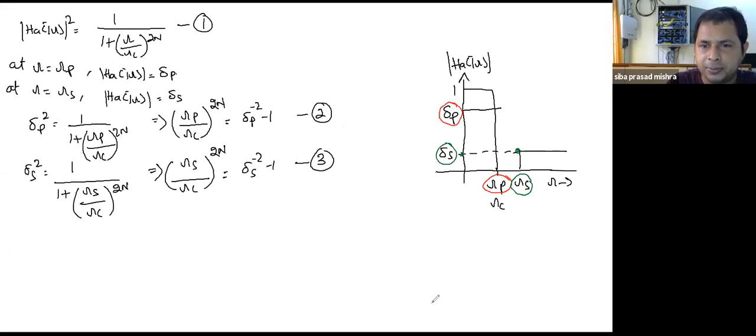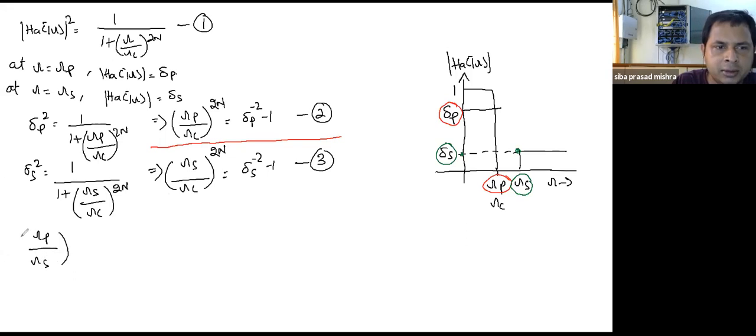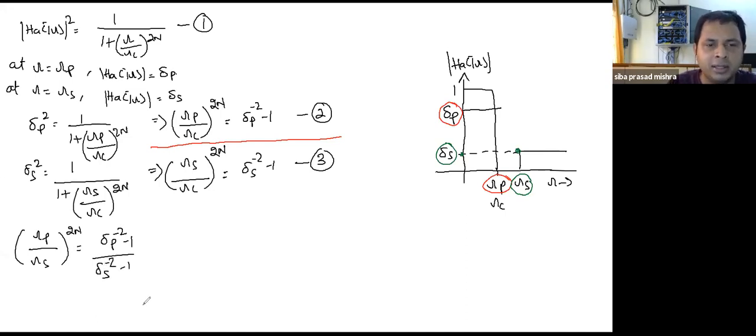If you divide 2 by 3 or 3 by 2, then what will you get here? (Omega p by omega s) to the power 2n equals (del p to the power minus 2, minus 1) divided by (del s to the power minus 2, minus 1). Then take log on both sides. If you take log on both sides, what will you get?